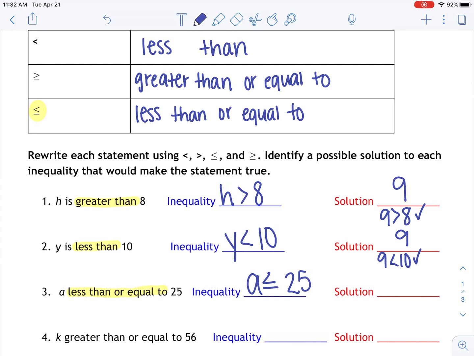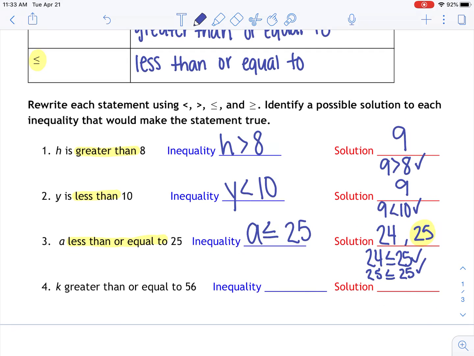Okay, so what could be a solution for a that's less than or equal to 25? Well, a could be 24. 24 is less than or equal to 25. That's true. Could 25 also be a response? Could that be a possible solution? Is 25 less than or equal to 25? That's true. So 25 could be a possible solution to this inequality.